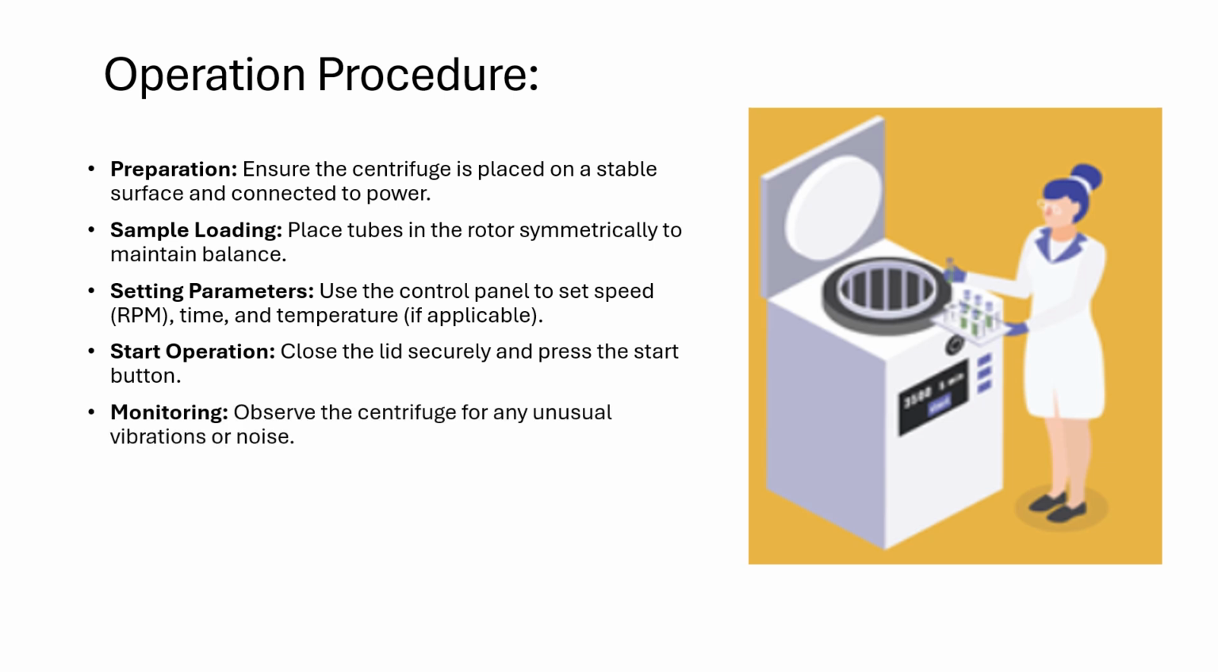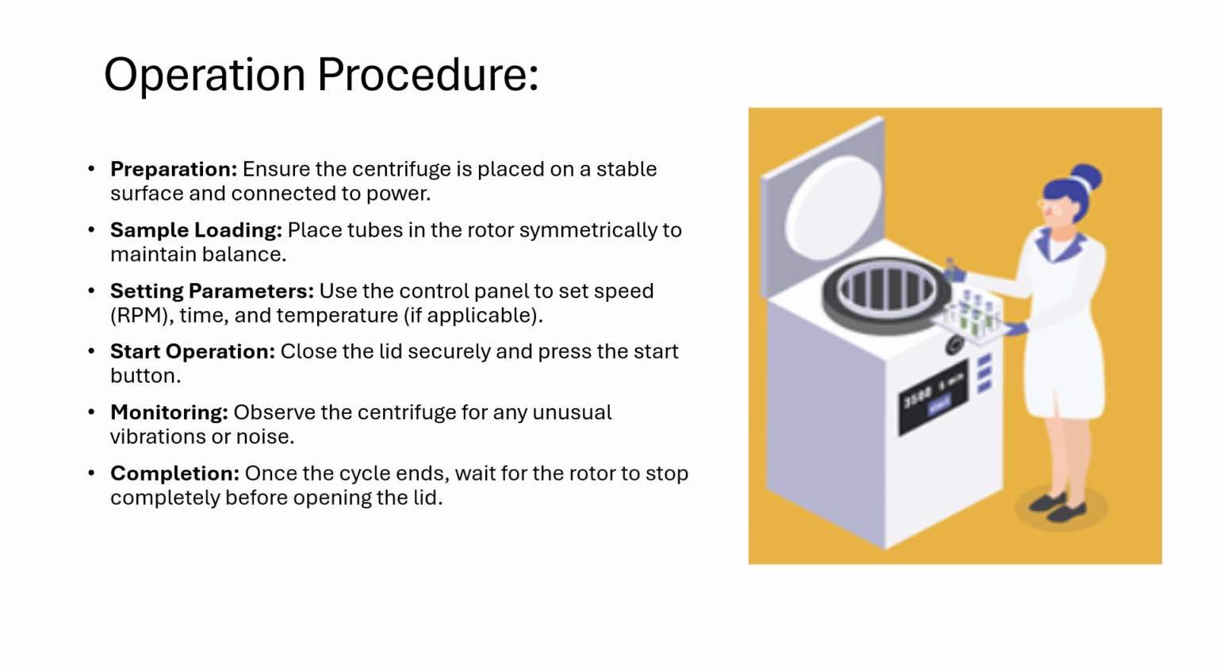Next one is monitoring. Monitor the centrifuge closely for abnormal vibrations, noises or any error messages. If any issue arises, stop the machine immediately and inspect the rotor and sample placement, right? Next one is completion. Allow the rotor to come to a full stop before opening the lid to prevent any spillage or sample disruption due to residual motion, right? So it should be stopped properly.